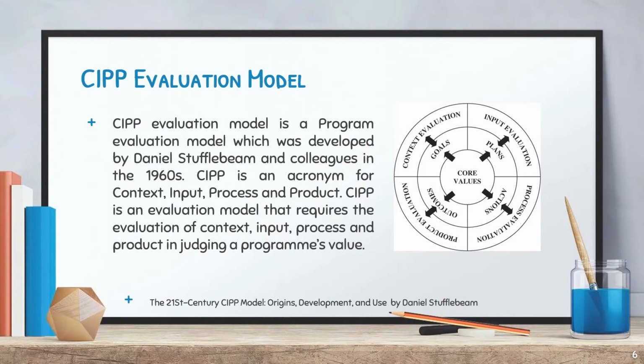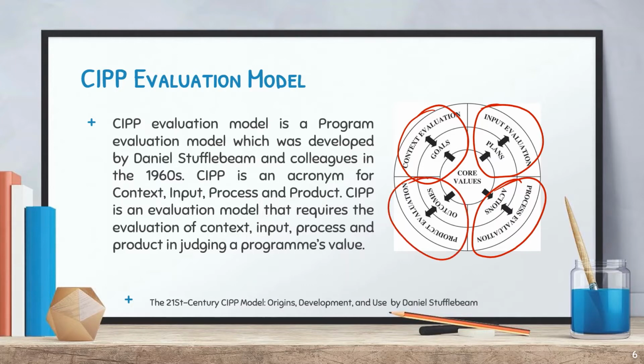To evaluate the overall ERT program, we used the well-known CIPP evaluation model, which was developed by Daniel Stufflebeam and his colleagues in the 1960s. CIPP stands for Context, Input, Process, and Product, where context is connected with the goals, input is about the plans, process is about the actions, and the product is finally the outcome.